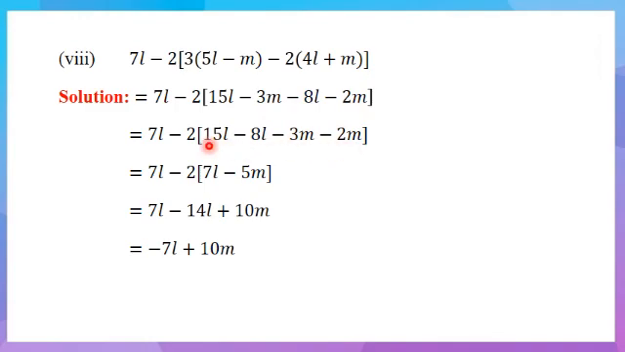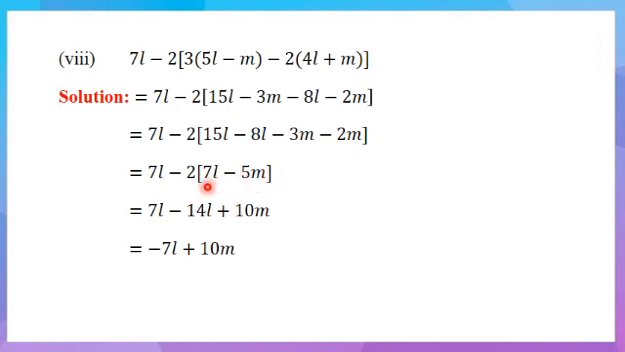And we are observing that the first two like terms have the opposite sign, 15 is positive and 8 is negative, so we will subtract them. 15 minus 8 is equal to 7 and we will write the variable l with it. And in the second two like terms both have the same negative sign, so we are going to add. Minus 3 minus 2 becomes minus 5 and write the variable m with them.